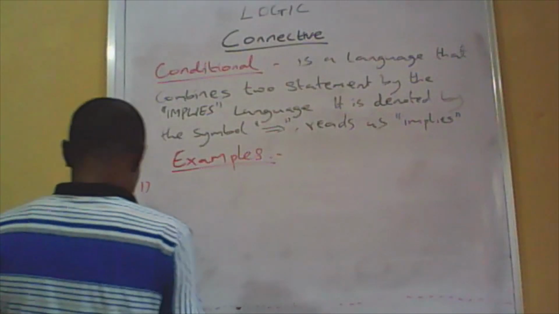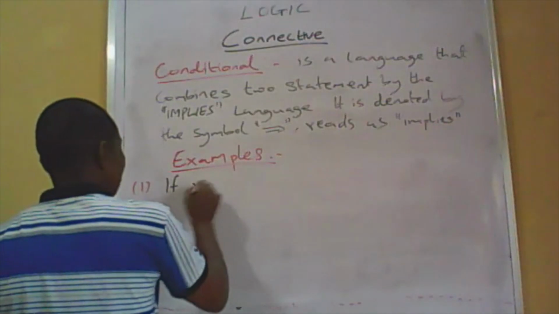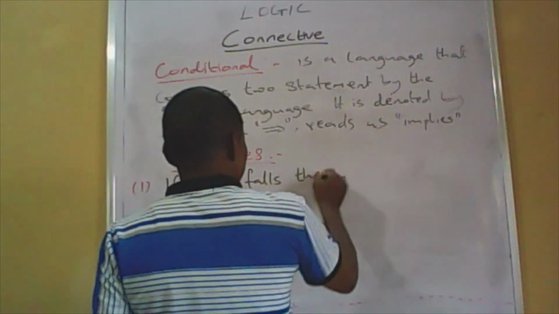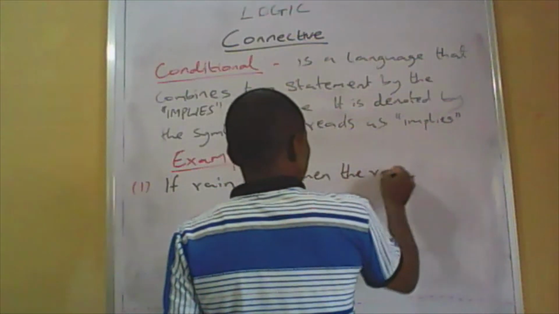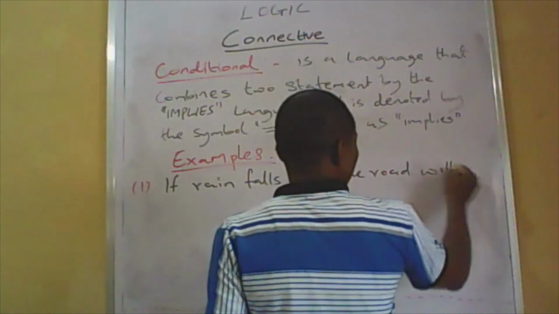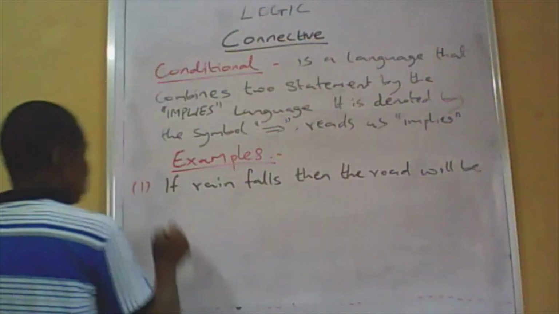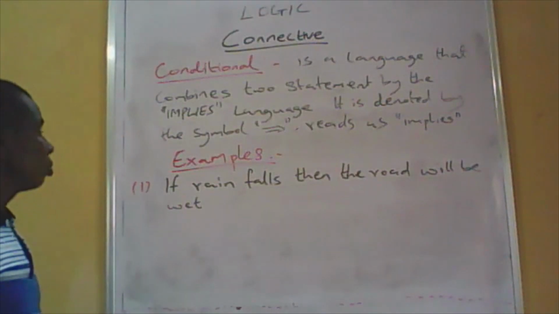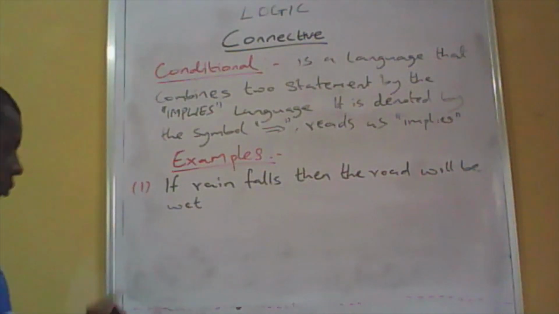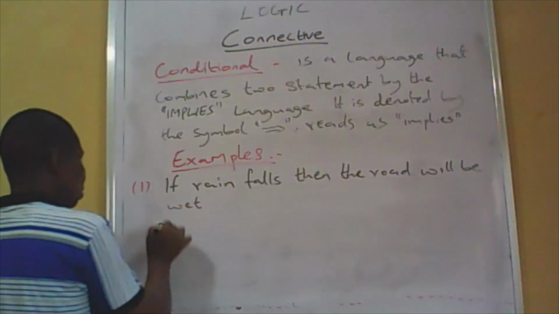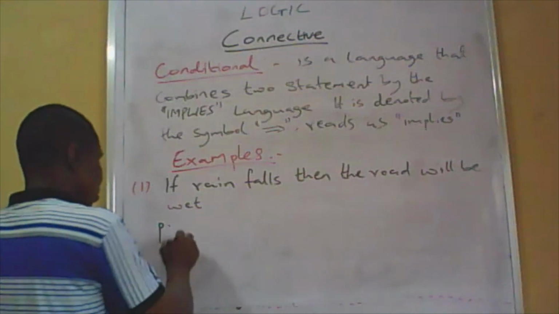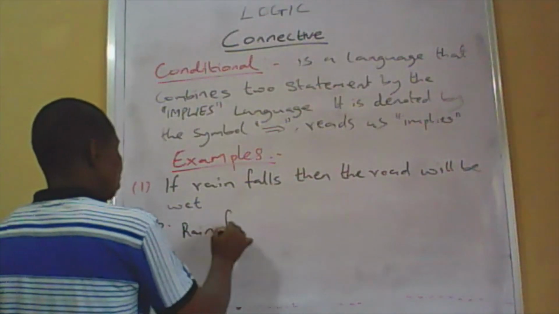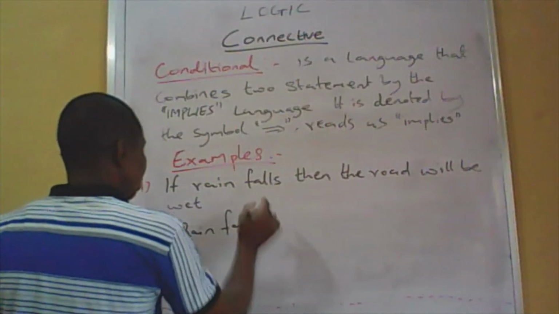Example 1. If rain falls, then the road will be wet. Let us use our normal symbol to represent this statement. Let's use P. P: rain falls.